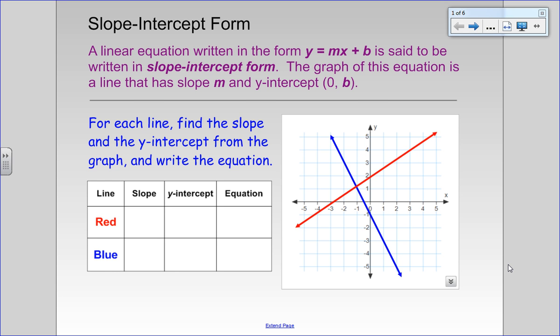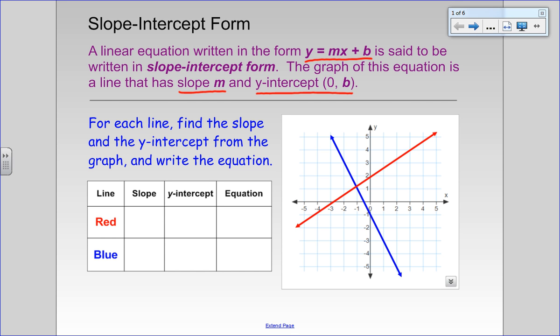A linear equation written in the form y equals mx plus b is said to be written in slope-intercept form. The graph of this equation is a line having slope m and y-intercept (0, b). Slope-intercept form enables us to easily determine the equation of a line from its graph. Let's look at the examples shown on the coordinate plane.